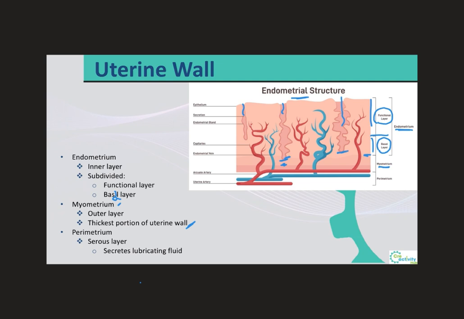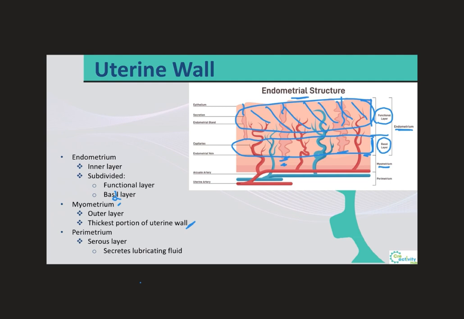Now, the structure of the basal layer remains relatively constant over time, but the structure of the functional layer is the one that undergoes these cyclical changes in response to the sexual hormone levels. And these alterations are the ones that will produce the characteristic histological features of the uterine cycle. And this makes sense. This is why it's called the functional layer, because it will be responsible for the functional part of the uterine wall.